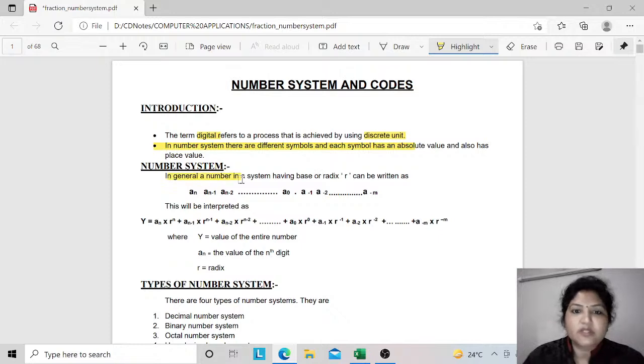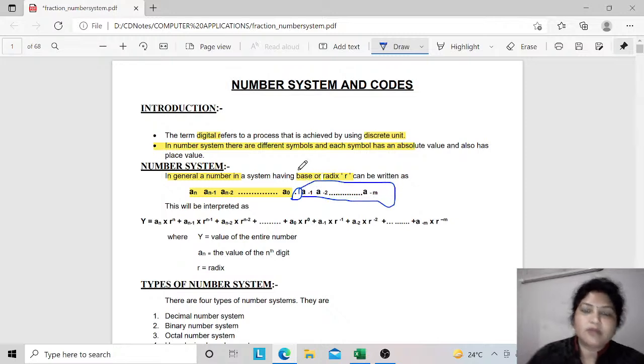In a general number system, the base, like if we have binary, then the base is 2. If we have decimal, then 10, octal 8, hexadecimal 16, and so on. Whatever the base we have, that is called the radix, or r, right? And that can be written like this: you have any number, then you have the fraction part over here, and after the fraction part there are some decimal digits that are placed, right?